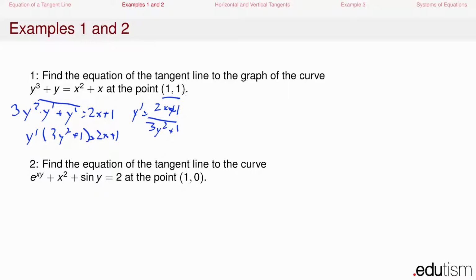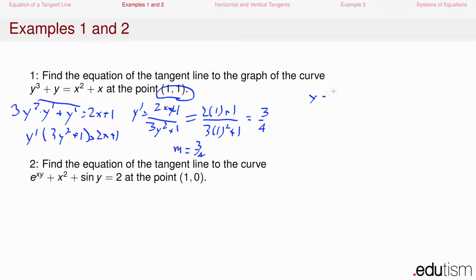Now if we want to find the tangent line at the point (1, 1), we're going to plug in 1 for x and 1 for y. So we get (2 times 1 plus 1) over (3 times 1 squared plus 1), which basically gives you 3 over 4. So the slope of the tangent line is 3/4, and we can use the point slope form.